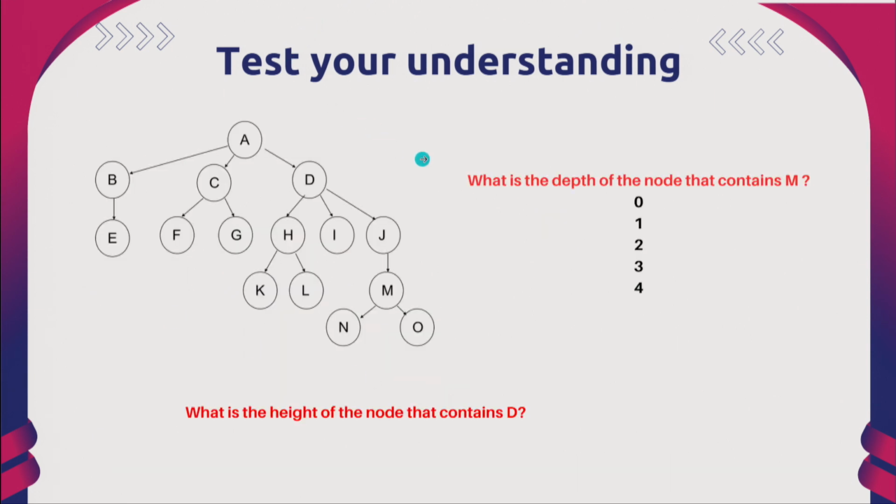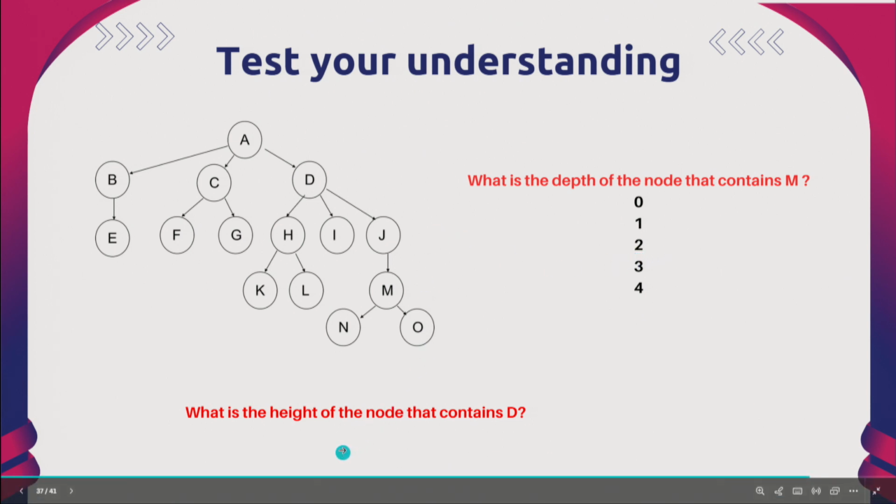And here we have a question. We have an example tree, and we are asked to find the depth of the node that contains M. So, M is located here, and depth should always be calculated from the root. So, we start counting from the root: 1, 2 and 3. So, that is going to be the depth of the node.